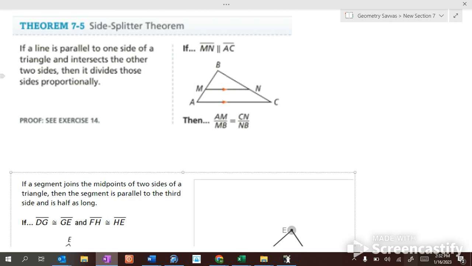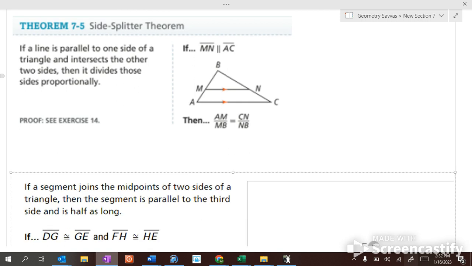Side splitter, if you tell a really funny joke, it's called a side splitter. Well, this isn't a real funny joke, no. But it is a side splitter theorem.